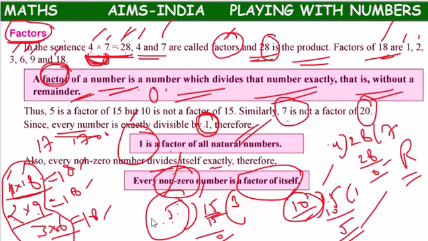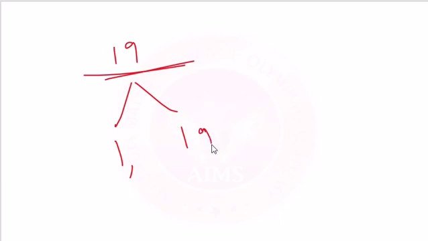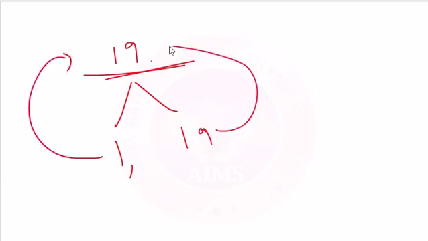So what we can tell is, if you are given any number like 19, without doing any calculation, we can directly guess two factors. One is 1, another one is 19. So 1 is a factor of every number, and the same number is a factor of that number.